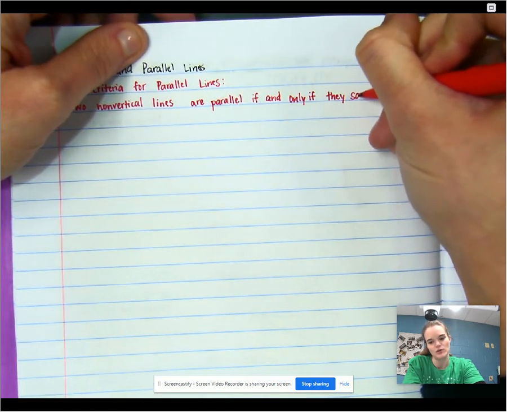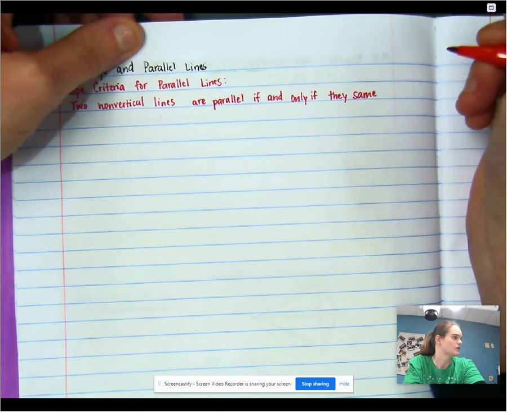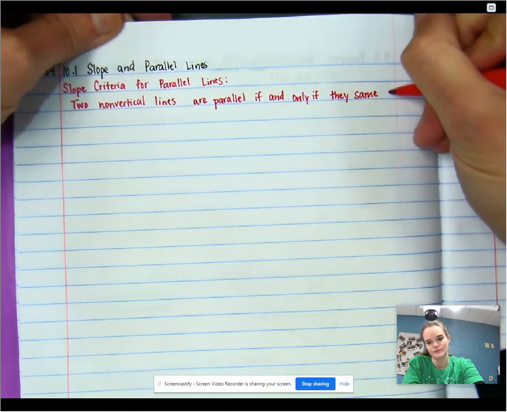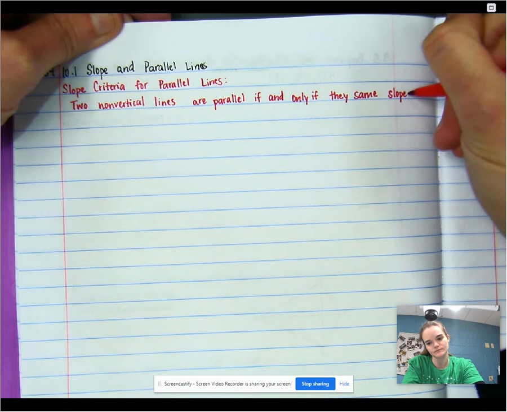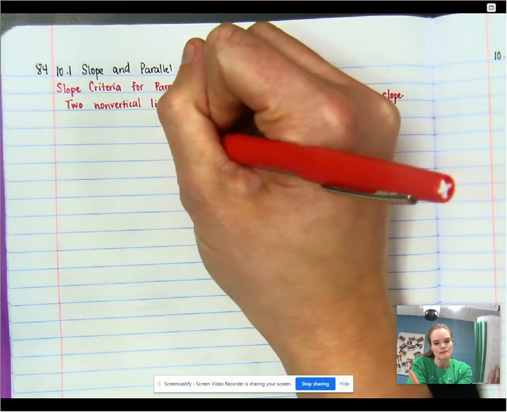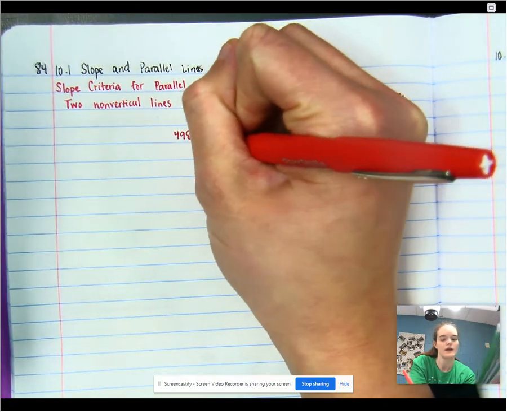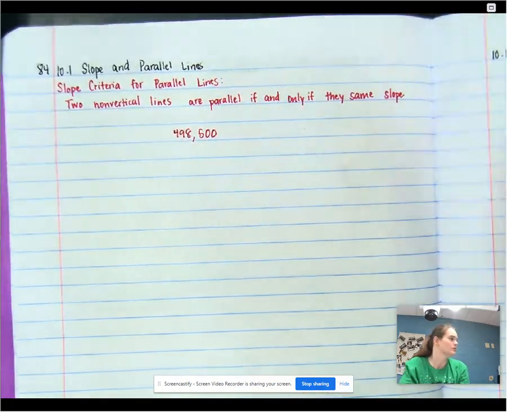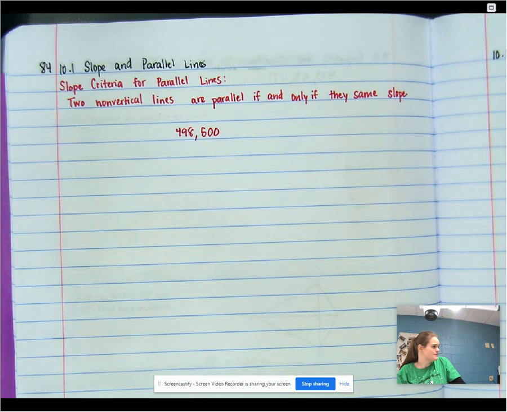So you already knew that. We're looking for something that has the same slope. Okay. We're actually going to prove things about certain shapes and figures based on their slopes. So you need to tear out page 498 and 500 from your book. 498 and 500.